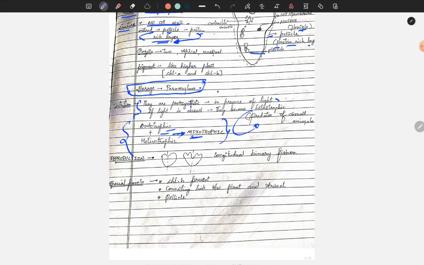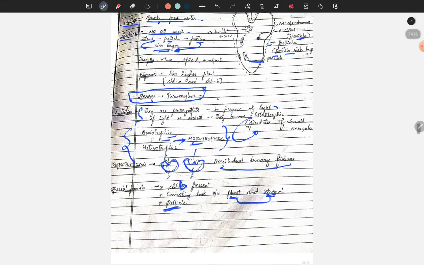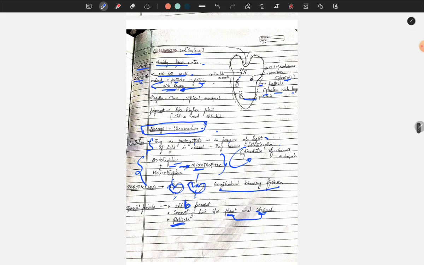And reproduction, longitudinal binary fission occurs. Assume this is euglena, and longitudinal binary fission occurs like this. And some special points. Chlorophyll B is present, guys. Chlorophyll A will definitely be present, but chlorophyll B is also present, and it is a connecting link between plants and animals. I told you, heterotrophic nutrition of Protista, euglenoids come under connecting link between plants and animals, and it is having a pellicle, which is a structure.